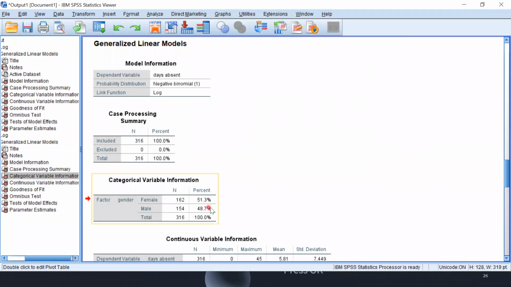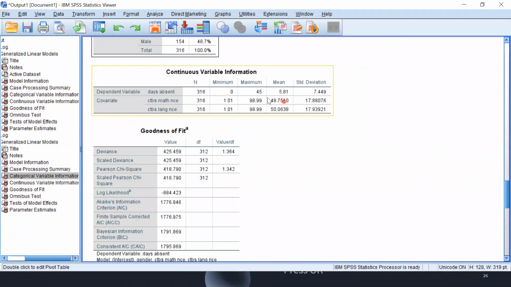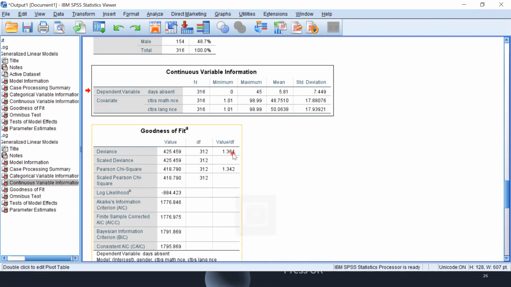This is the descriptive statistics for the categorical variable, like female were 51.3%, male 48.7%. This is the descriptive statistics for our continuous variables. Our dependent variable is days absent, which has a mean of 5.81 and a standard deviation of 7.449, which implies that if the standard deviation is high relative to the mean, the variance would be more than the mean, which means over dispersion exists, which is corrected by the negative binomial distribution.